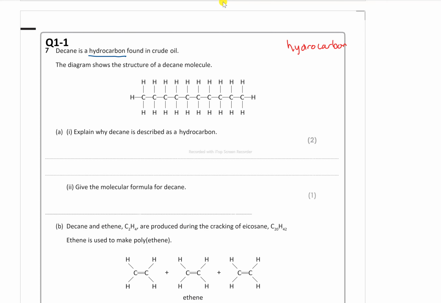Hydrocarbon is a molecule that contains hydrogen and carbon atoms only. So put all three parts in. A molecule that contains hydrogen and carbon atoms only.